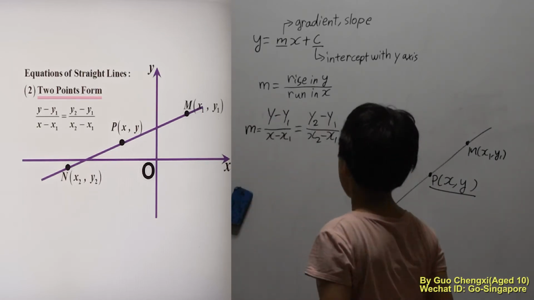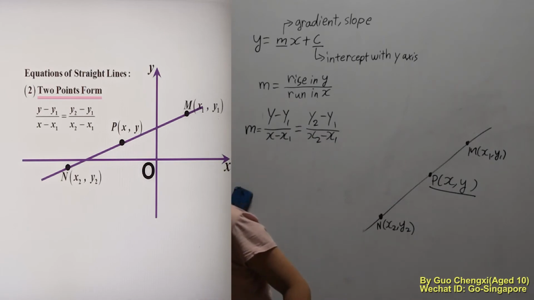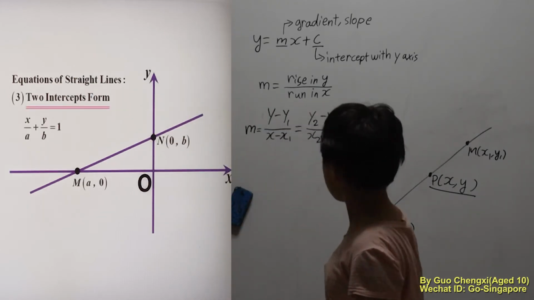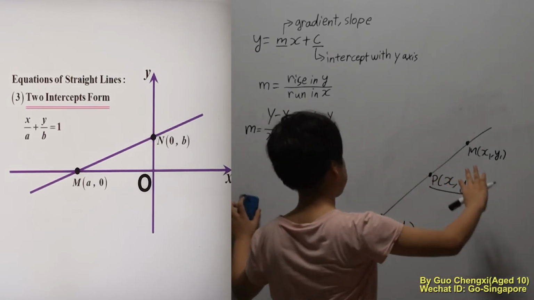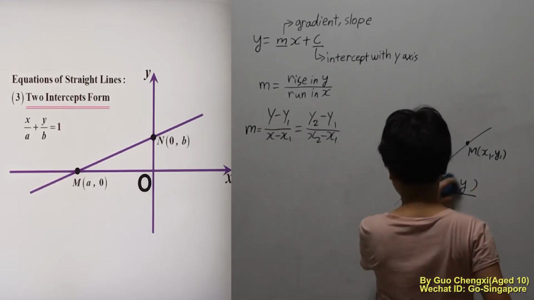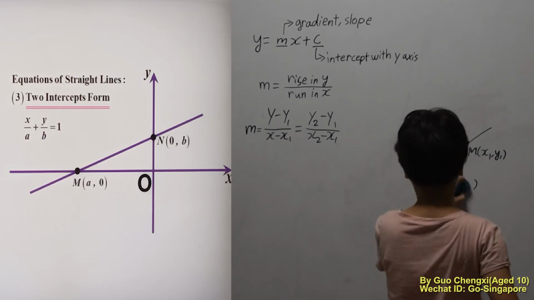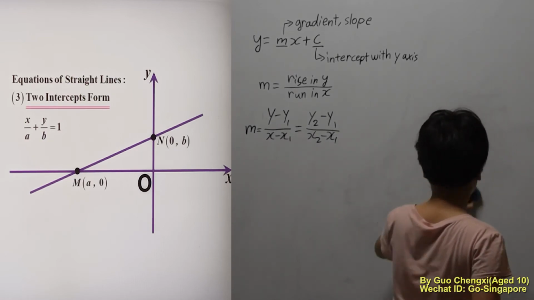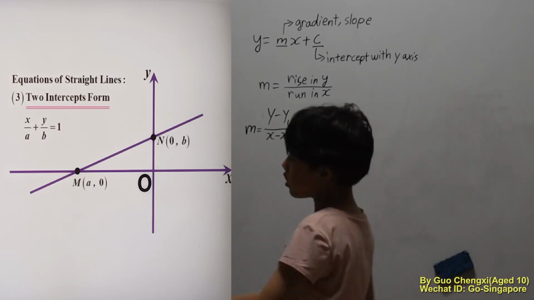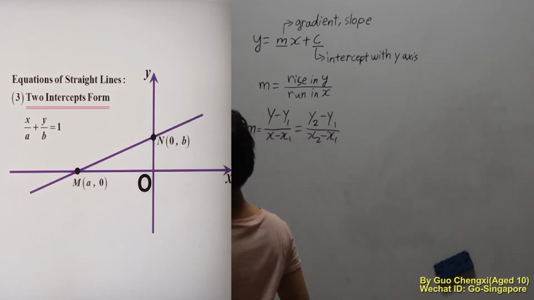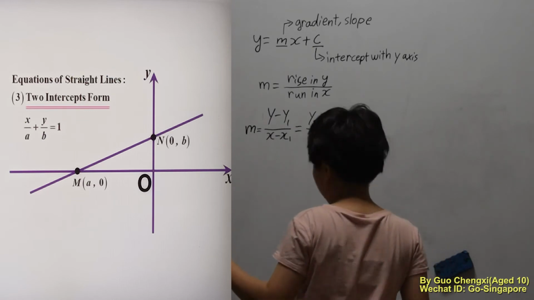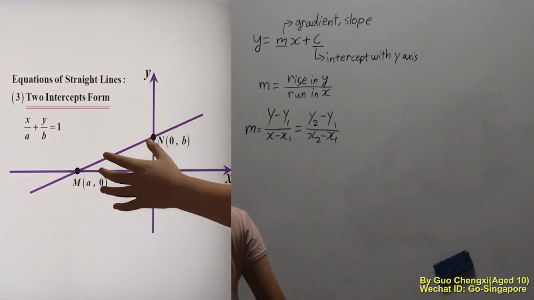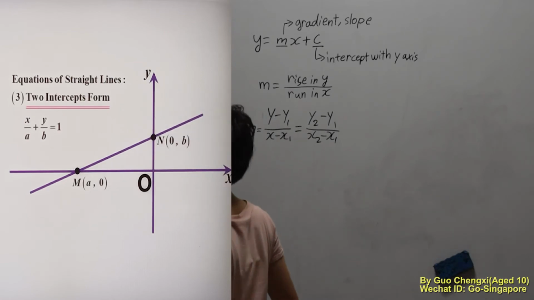Okay, and now for the next one. Over here, the two intercepts form. So now, not this part anymore. Okay. So over here, for this part, is that over here, this graph, you have these two points.